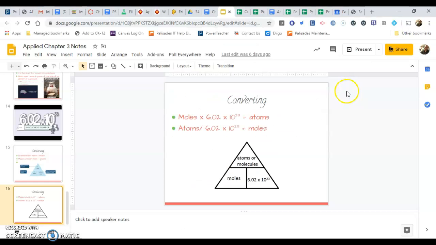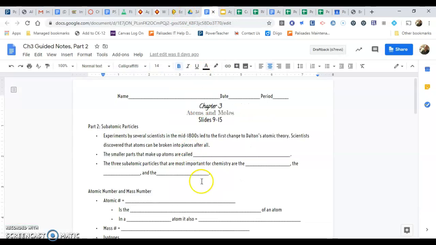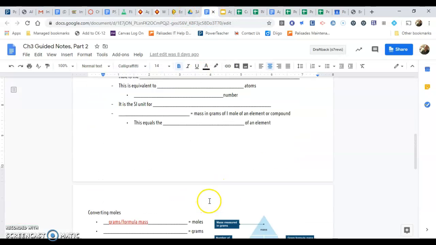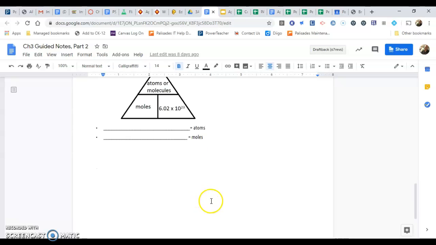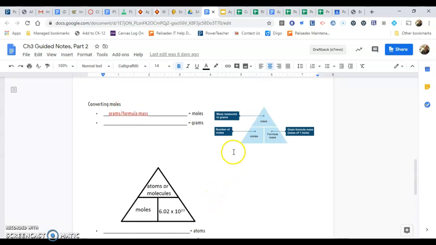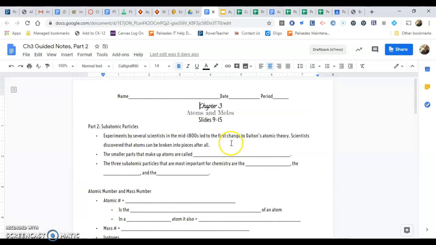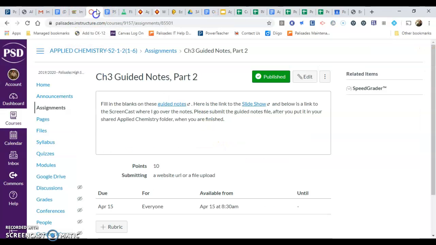Hopefully this helps make things more clear, and you should have all the things you need for this guided notes activity. You should have all the blanks that you can fill in, and then there's a little part at the bottom with the triangles. Make sure you save this into your Google Drive once you've completed it, and then upload it to this assignment.